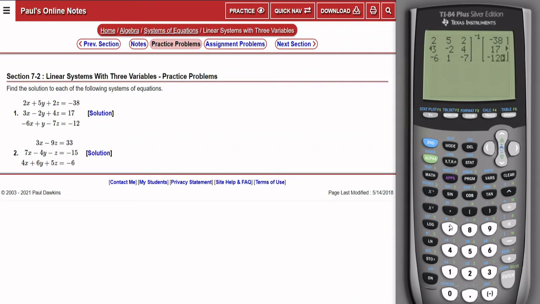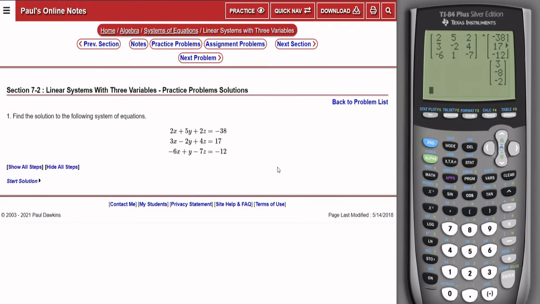17 and negative 12. And let's go ahead and get the answer. For this, you basically take the first variable you inputted, the second variable, and the third variable. So here x equals 3, y equals negative 8, and z equals negative 2.